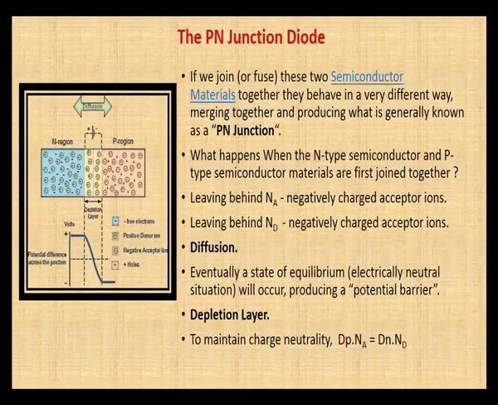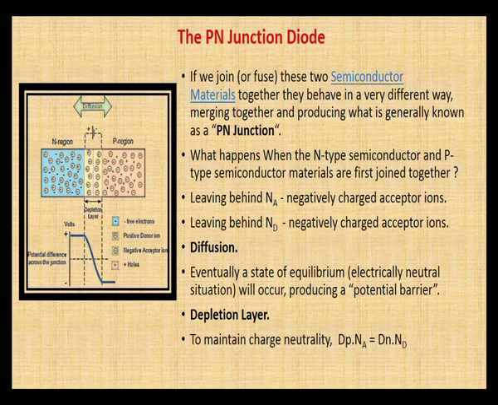Next we move on to the p-n junction. Now we have come across the n-type and p-type. What is going to happen if we join this p and n type? Let's see. If we join these two semiconductor materials together, they behave in a very different way, merging together and producing what is generally known as a p-n junction. So when we merge these two types of semiconductor, it produces a junction, which we call a p-n junction.